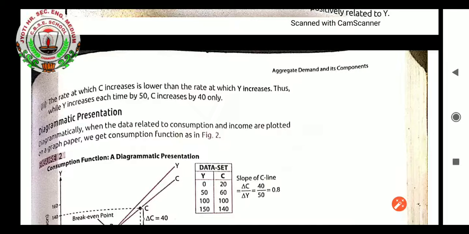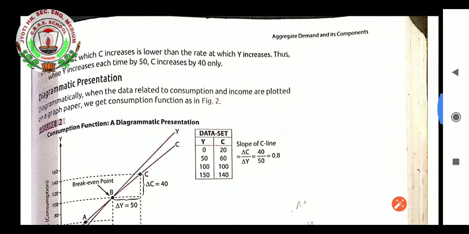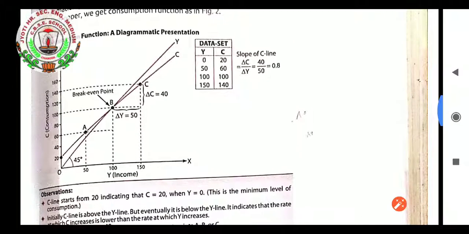Diagrammatic presentation. Diagrammatically, when the data related to consumption and income are plotted on graph paper, we get the consumption function as in Figure 2. The consumption function's diagrammatic presentation uses the data set of Y and C, the same as the tabular data above. Here we will see, with the help of a formula, the slope of the C line, the consumption line, which we can observe. The formula for calculating the slope of the C line is change in C upon change in Y.